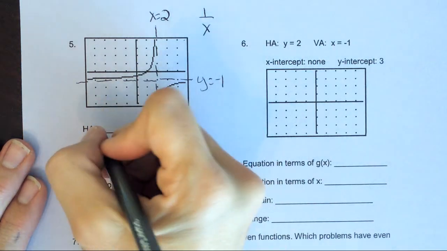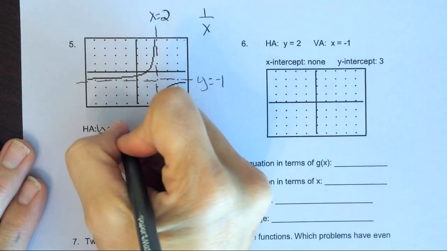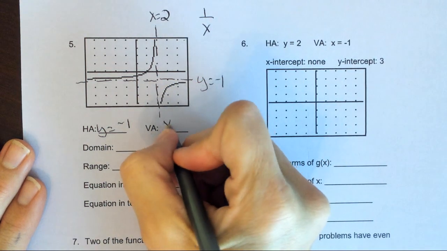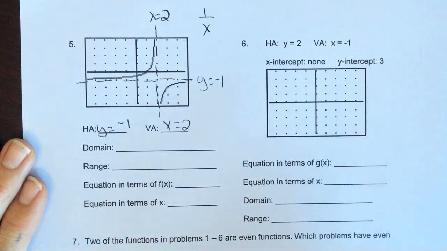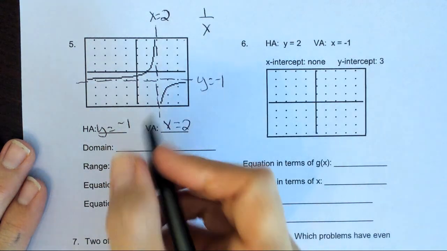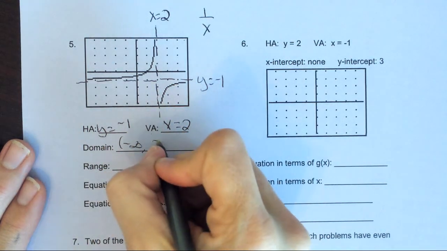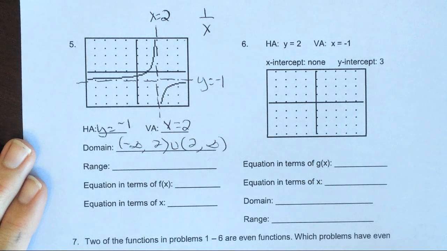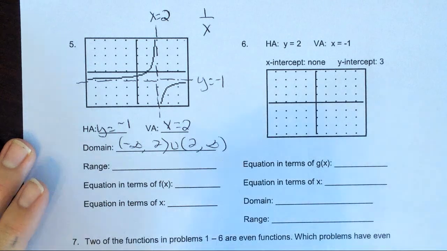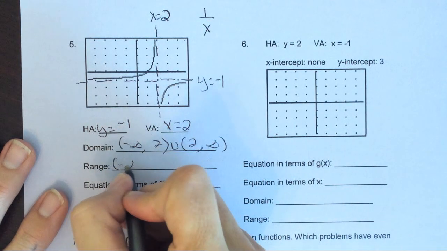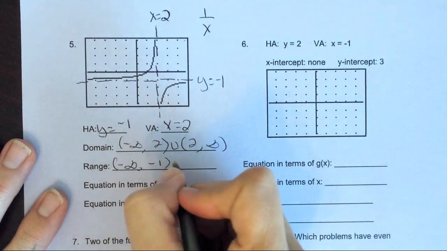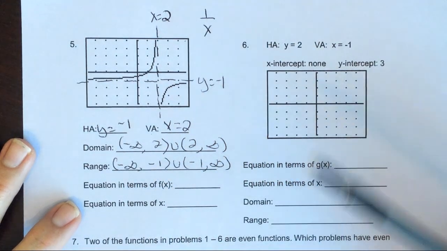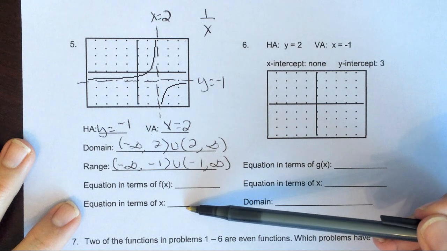So horizontal asymptote is your y equals, and it's y equals -1. Your vertical asymptote is your x equals, and we have x equals +2. Your domain always goes with your vertical asymptote, so we're going from -infinity to 2, and from 2 to +infinity. Your range always goes with your horizontal asymptote, so we're going from -infinity to -1, and from -1 to +infinity. They want me to write my equations in terms of f of x and x.